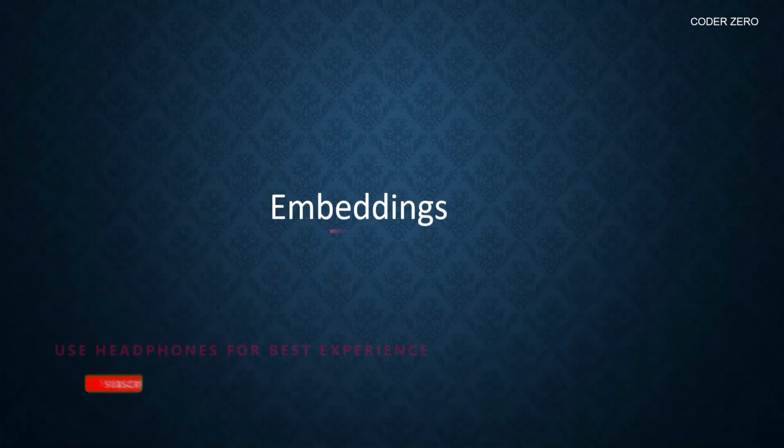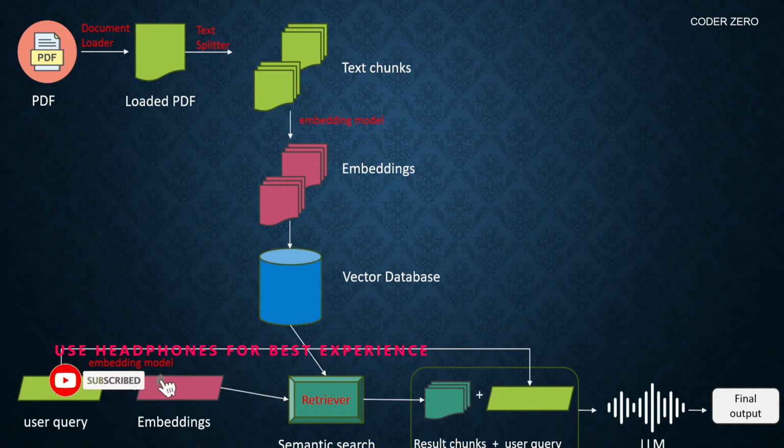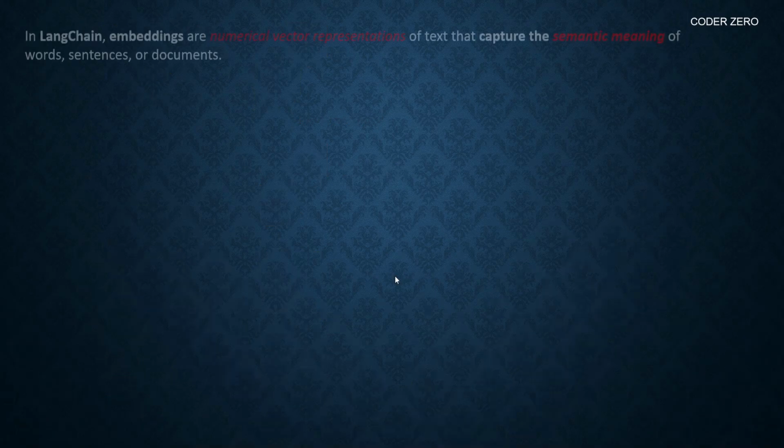Today we'll be talking about embeddings. In our pipeline we have embeddings here and here. So what are these embeddings? Embeddings are numerical vector representations of text that capture the semantic meaning of words, sentences and documents.